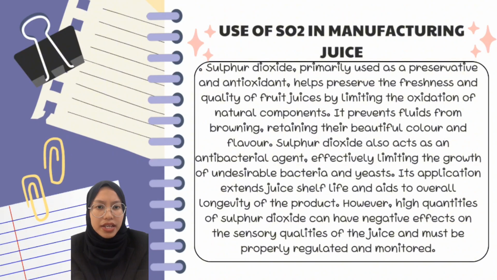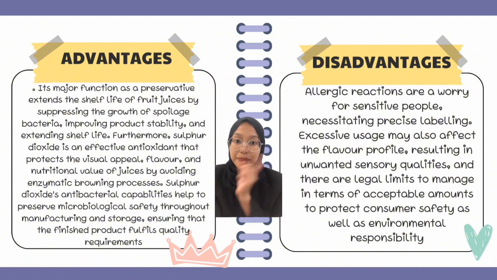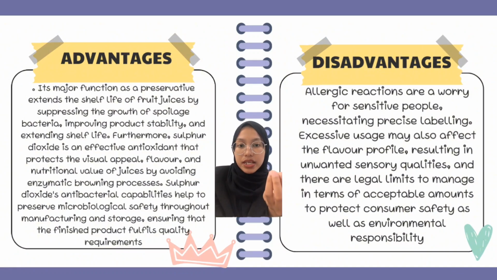Sulfur dioxide also acts as an antibacterial agent, effectively limiting the growth of undesirable bacteria and yeast. Its application extends juice shelf life and aids the overall longevity of the product. However, a high quantity of sulfur dioxide can have a negative effect on the sensory quality of the juice, and it must be properly regulated and monitored. Remember, everything we use in fruit juice or any fruit product has its own advantages and disadvantages.